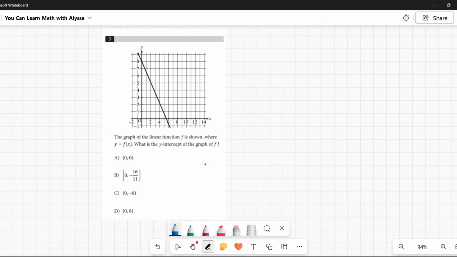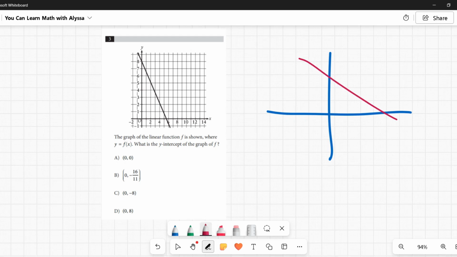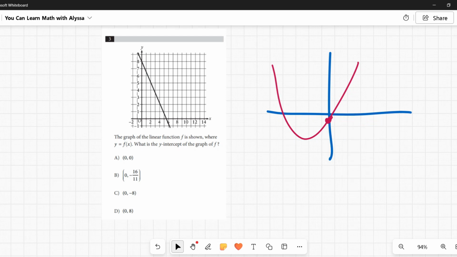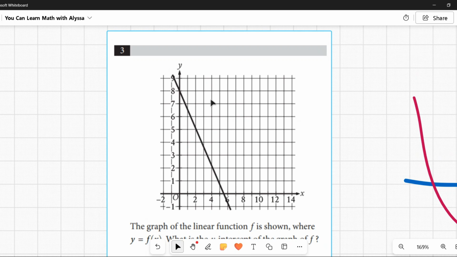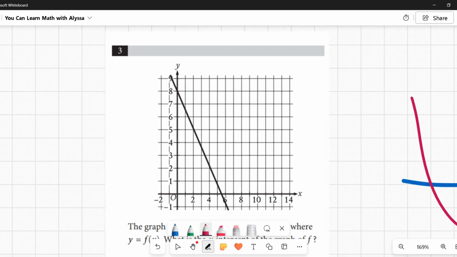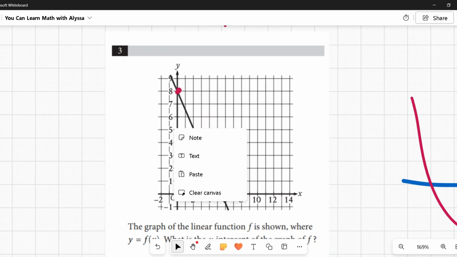Number 3, the graph of the linear function f is shown where y equals f of x. What is the y-intercept of the graph of f? Okay, when we're looking for the y-intercept on a graph, we're just looking for where that function crosses the y-axis. And this is going to be for any type of function. Parabola, it's always the same. The y-intercept is always talking about the same thing. Where does it cross the y-axis? So let's look here. And if we zoom in, we're up here in the positive y. There's where it's crossing. There we go. That's where it's crossing the y-axis.